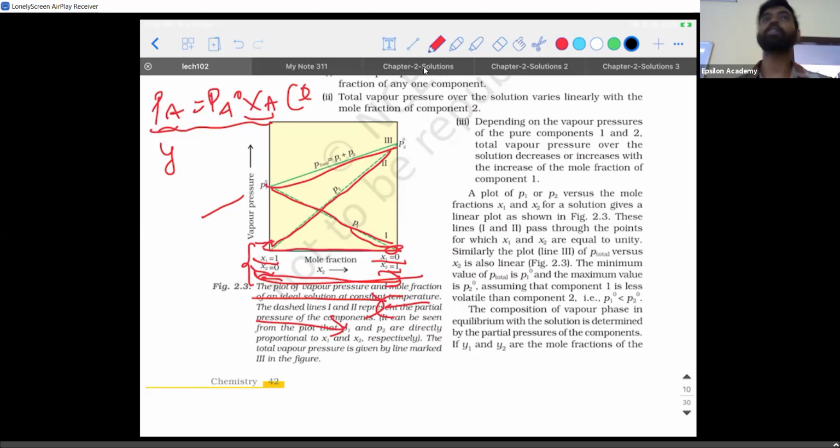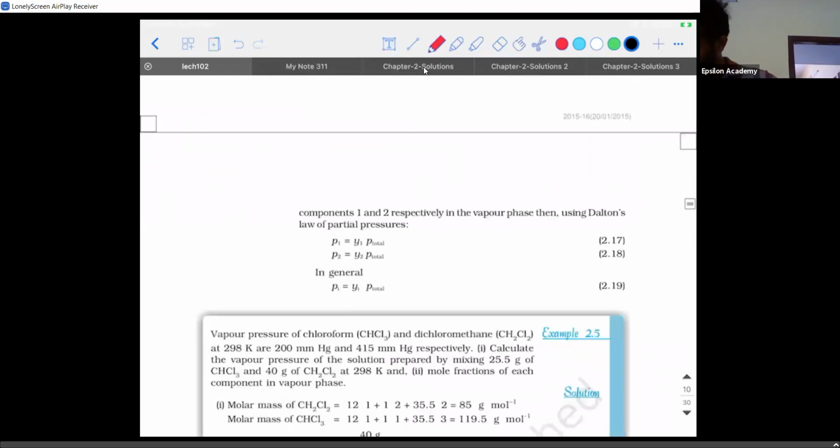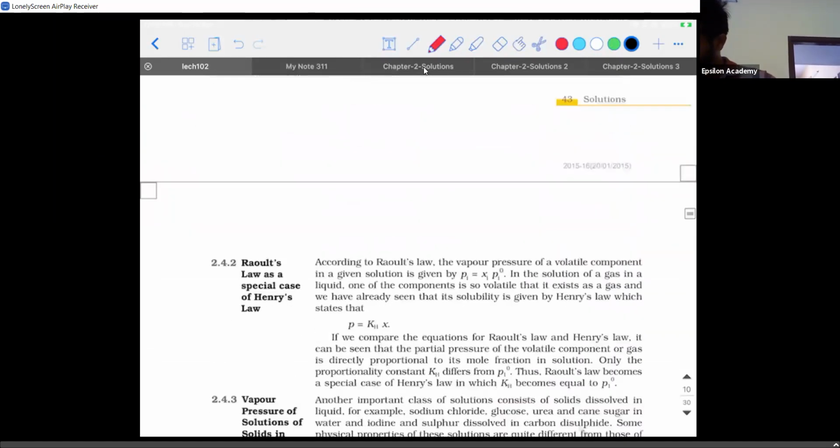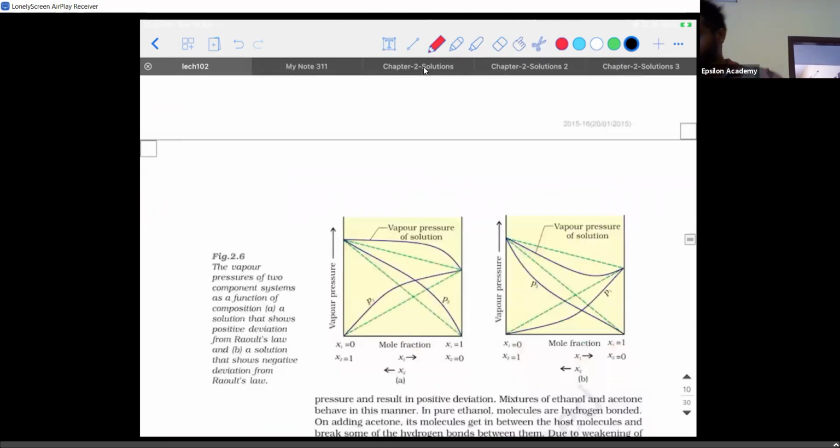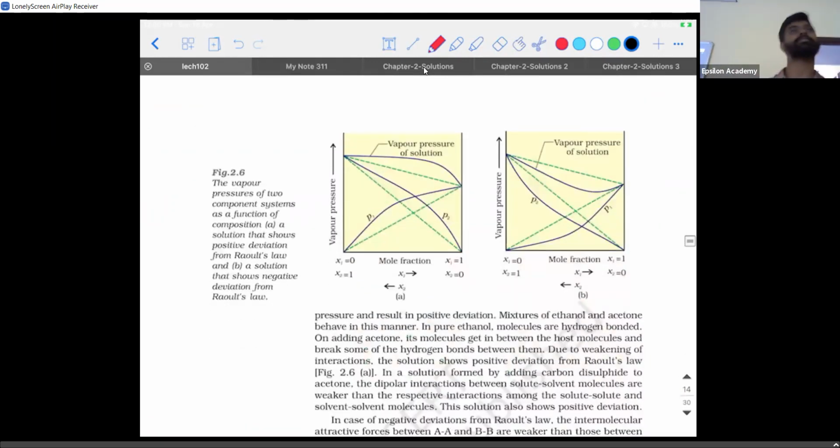Let me see what is going to happen for a non-ideal solution. Again, non-ideal solutions have two types, positive deviation and negative deviation. So we'll see how the graph looks. Look at this. Now you see the green lines which are given are the ideal solutions. Wherever you see green, this one.